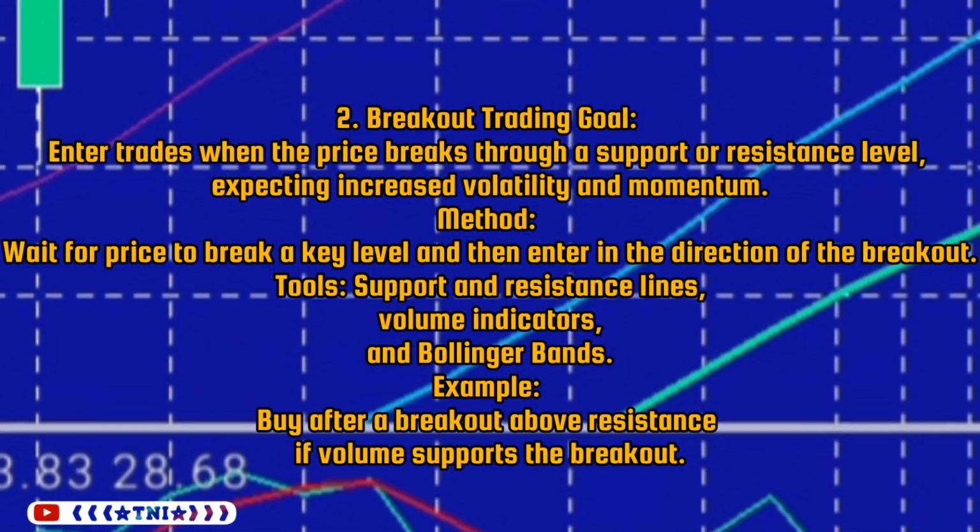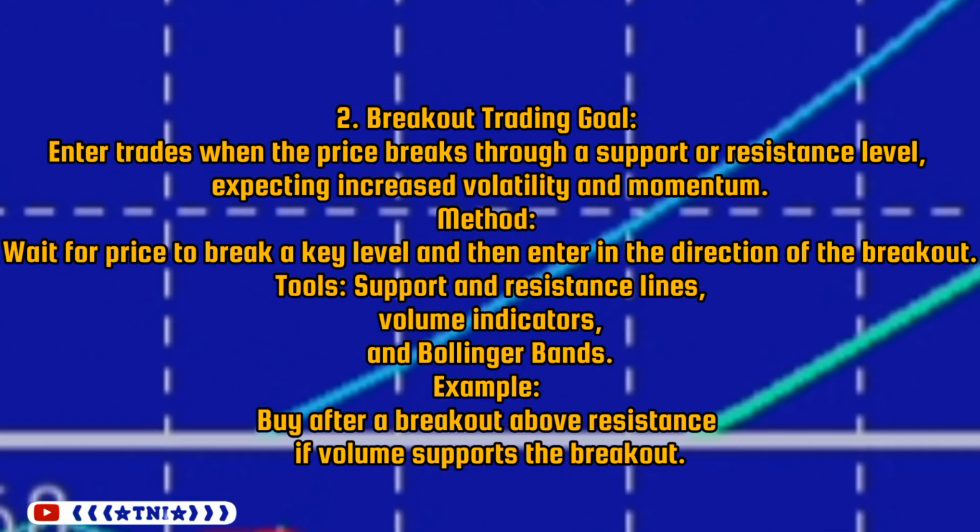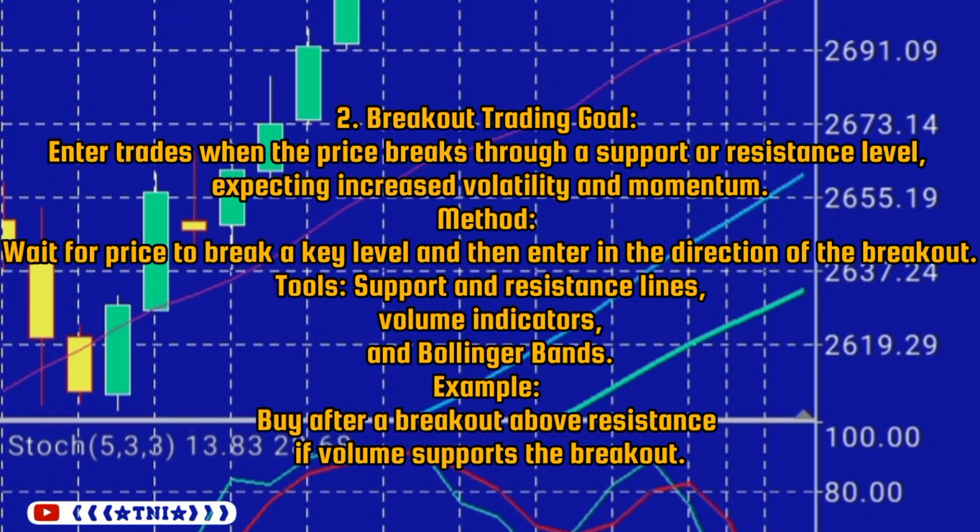2. Breakout trading. Goal: enter trades when the price breaks through a support or resistance level, expecting increased volatility and momentum. Method: wait for price to break a key level and then enter in the direction of the breakout. Tools: support and resistance lines, volume indicators, and Bollinger Bands. Example: buy after a breakout above resistance if volume supports the breakout.